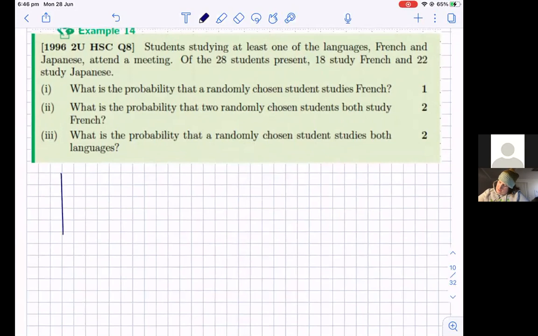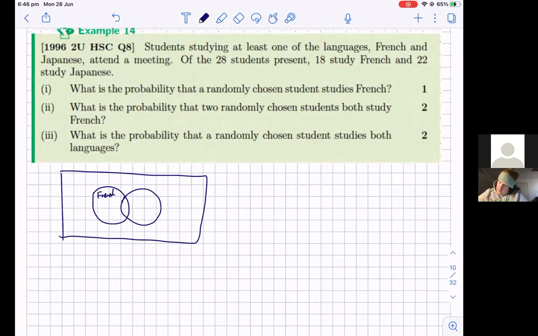Okay, this one again is going to be easiest if we do a Venn diagram. We're going to have French, Japanese, 28 students. All of them study at least one, so we have none doing neither. 28 students present, 18 do French and 22 do Japanese. So the probability of doing French is 18 out of the 28, which is 9 on 14.